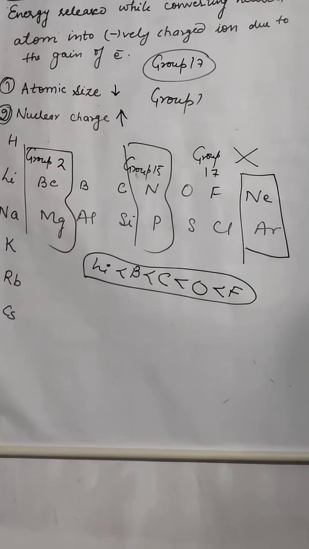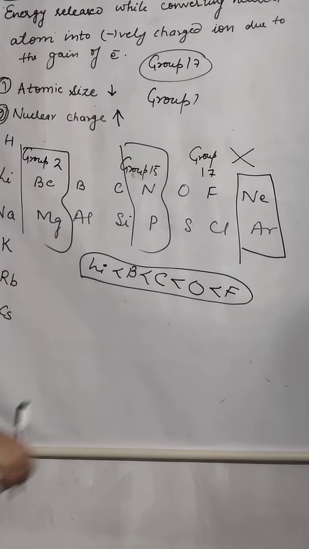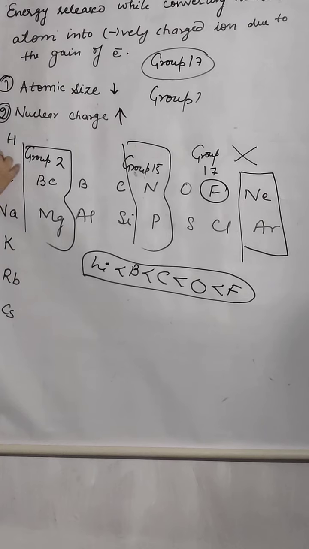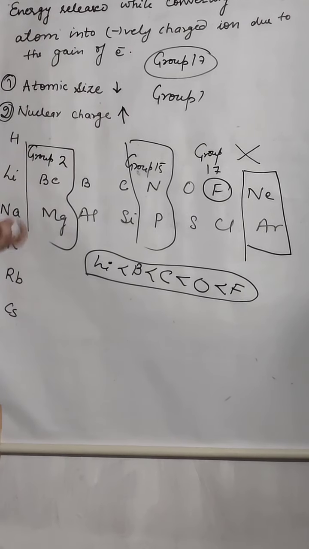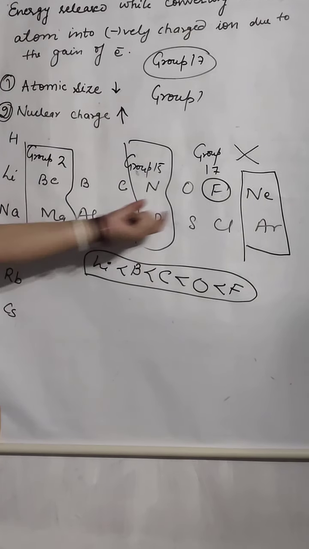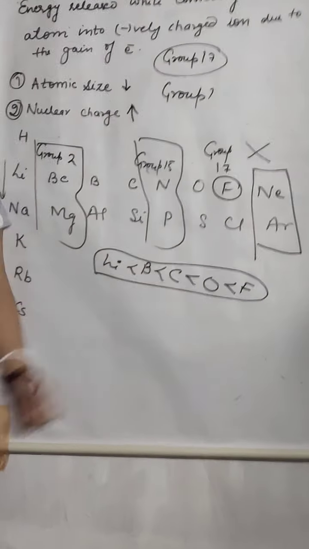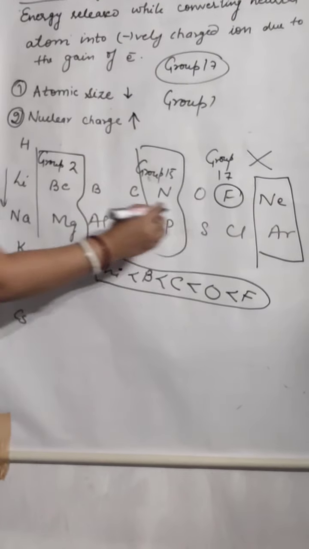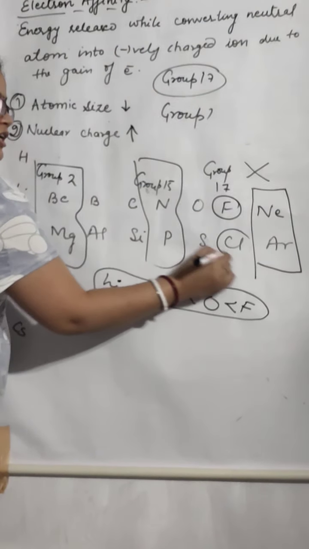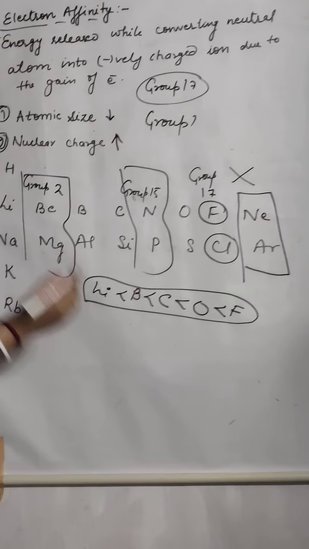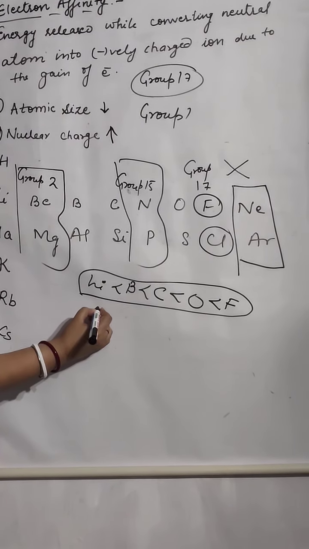Remember one more point, one more exception. What is the exception? Fluorine. What I told you, when you move down the group, what happens? Electron affinity will decrease. So fluorine should have higher electron affinity than chlorine, but it is not so. Fluorine is showing less electron affinity than chlorine. Means if we go down the group, first of all, if we are asked to write the decreasing order of the electron affinity for group 17, so first of all, we will write what?